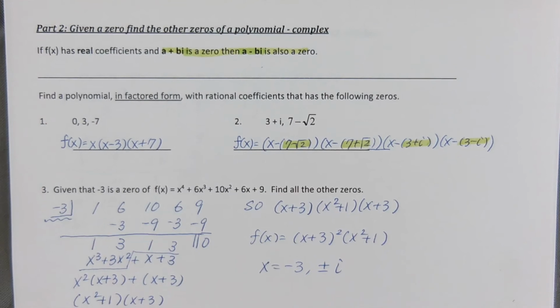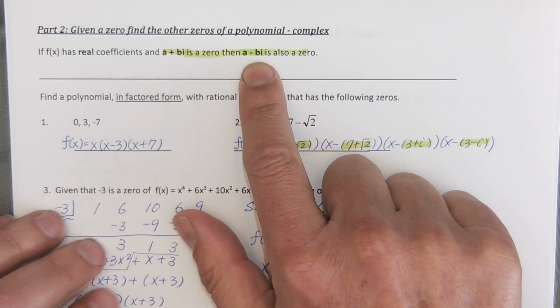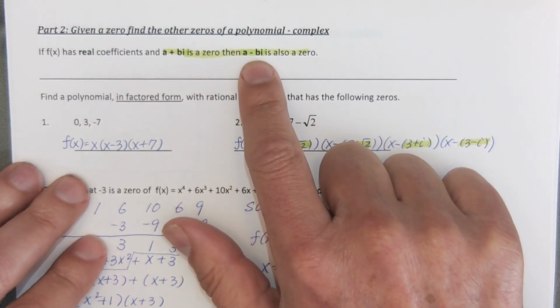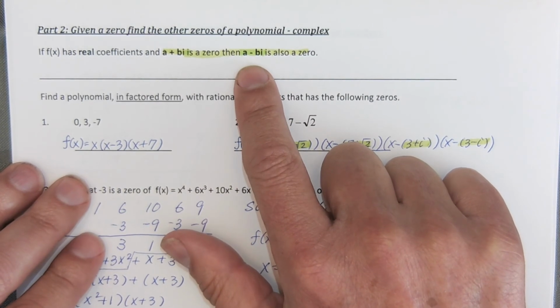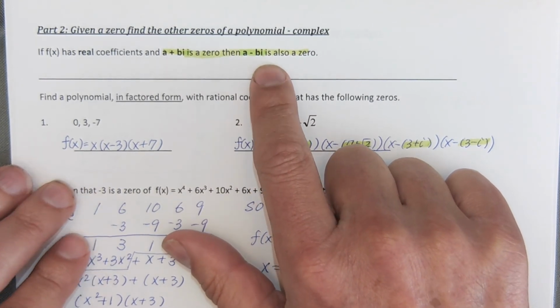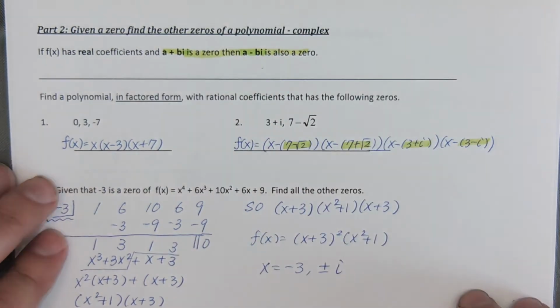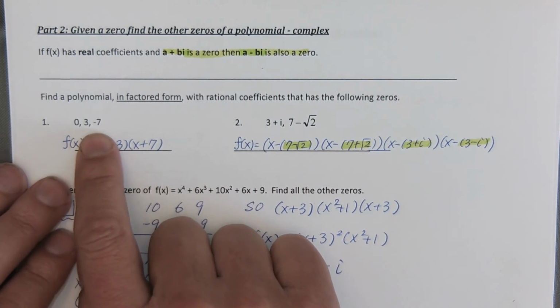Part 2. If f has real coefficients and a plus bi is a zero, then its conjugate a minus bi is also a zero. This was sort of like the previous talk that we just had when we had the irrational answers. If we have an irrational, then both conjugates are going to be zeros as well. Similar proof, actually.